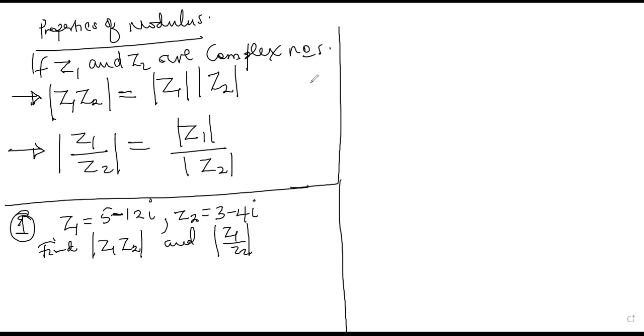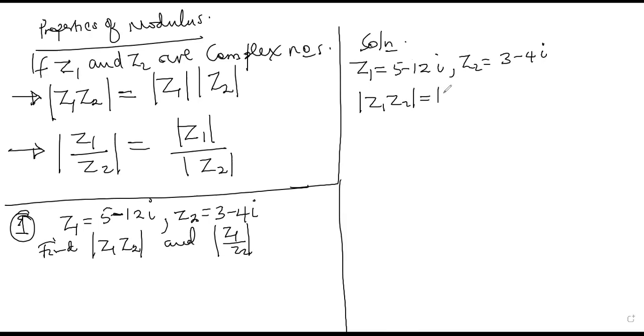So if we are to get the magnitude of Z1 Z2, we are given Z1 as 5 minus 12i, and we are given Z2 as 3 minus 4i, okay? So we've already said that the magnitude of Z1 Z2 is the same as the magnitude of Z1 alone times the magnitude of Z2 alone. So this is the magnitude of Z1, which is 5 minus 12i, times the magnitude of Z2, which is 3 minus 4i.